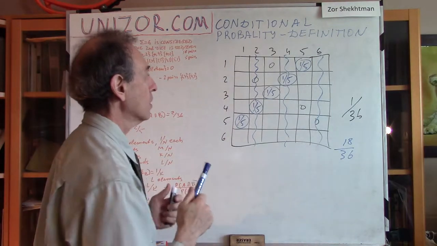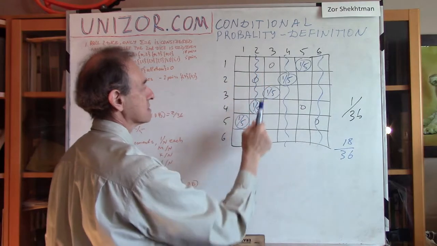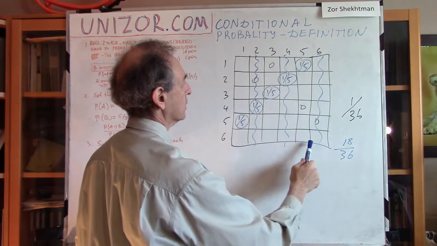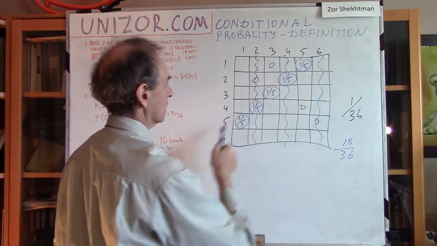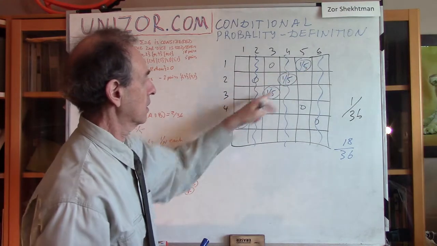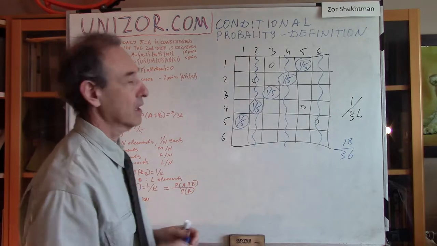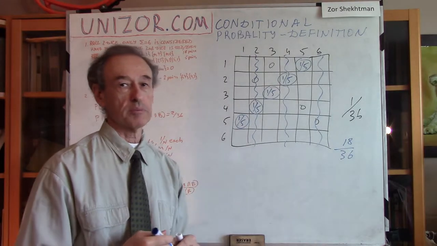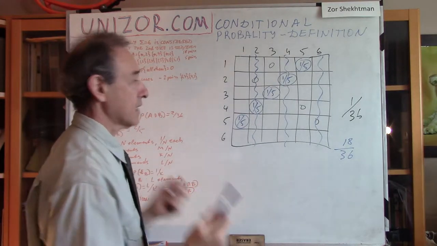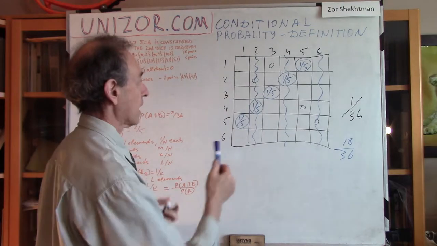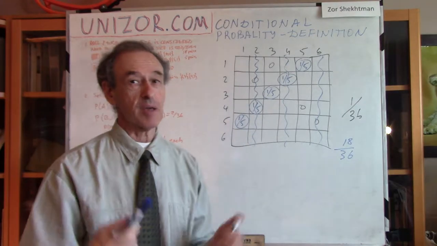But now I know that all these have zero probability, and only the elements on this line, only these five, have a non-zero probability. Well, what does it mean? It means that I have to basically do exactly the same as before.